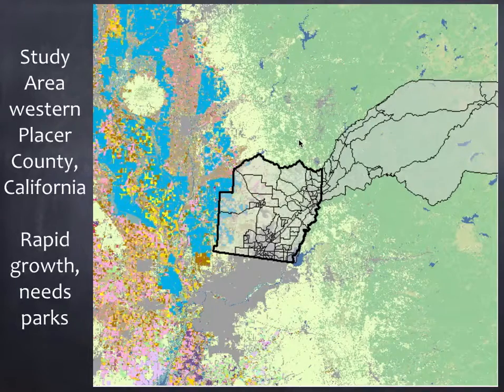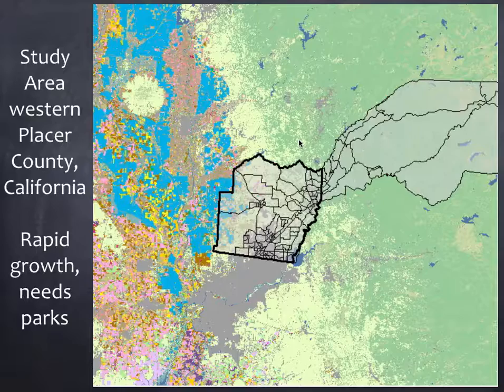I'd like to walk through an example cartographic model here for a study area in western Placer County, California. It's an area that's experienced rapid growth really for the last 20 or 30 years. And in this case, we have a snapshot of data from the early 2000s on a fake analysis of what you might do to identify park lands.